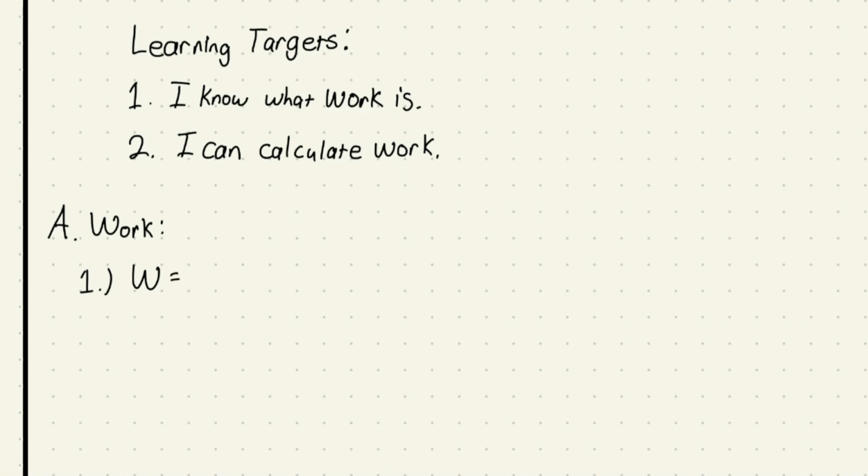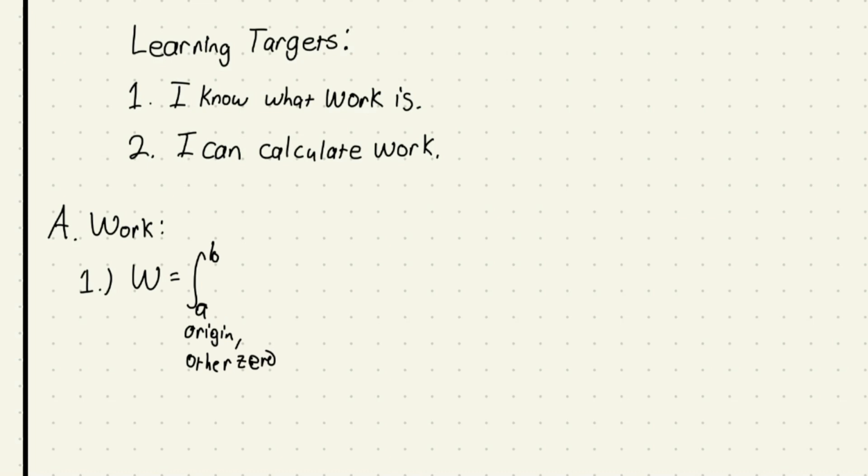Work, W, is equal to the integral from A to B. So from position A to position B. Oftentimes A is an origin point, so it's a 0, or some other kind of 0.